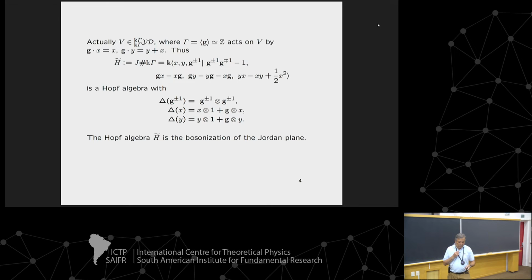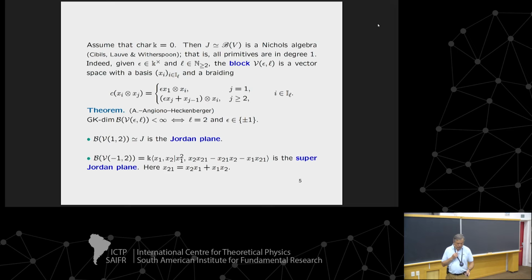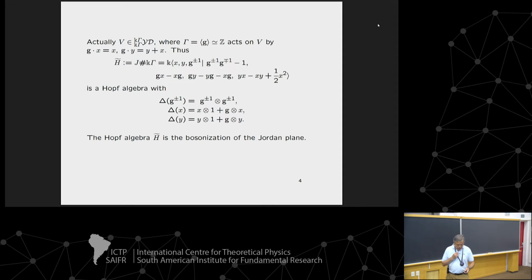And then the fact that V is a Yetter-Drinfeld module implies that G is a Yetter-Drinfeld module, and then we can form the bosonization, and we can forget about everything what I said. You just need to consider that we are looking at this algebra, the algebra H tilde, which is generated by 4 elements, x, y, g, g minus 1, with these relations.